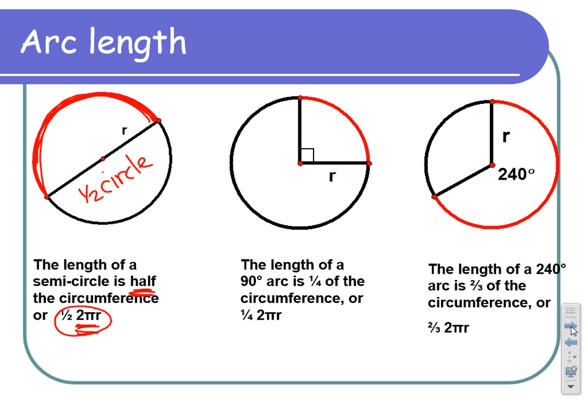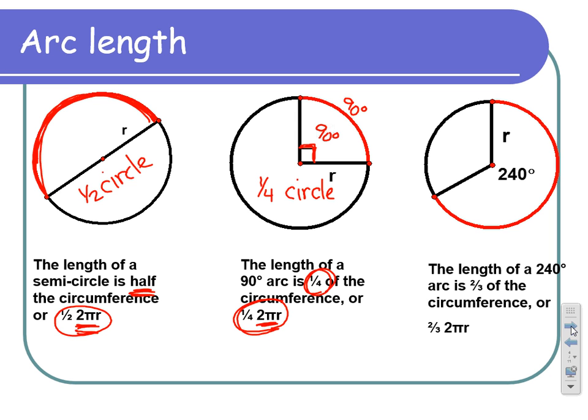Over here, you can see I have a 90-degree arc. So if my central angle is 90, that means my arc is 90. So if I think about how much of my circle I'm using, I'm using 1/4 of my circle. So I have 1/4 of the circumference. So in this case, my equation would be 1/4 times 2 pi r.